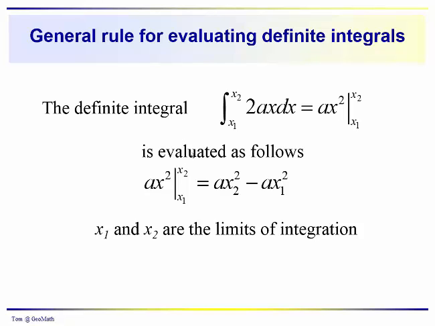So as we go through this evaluation, the standard way of evaluating ax squared from x1 to x2, this integral, is to evaluate ax squared at x2. So we have ax2 squared minus ax1 squared at the lower limit. So it's the function evaluated at the upper limit minus its evaluation at the lower limit. And again, x1 and x2 are just the limits of integration.